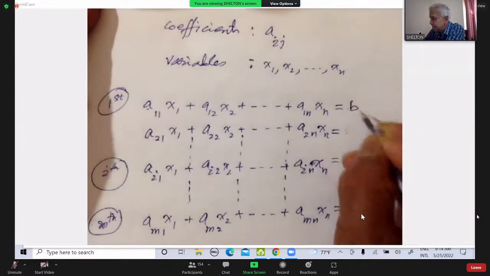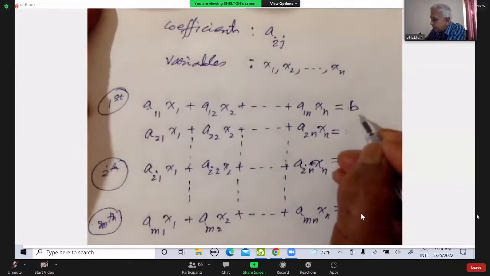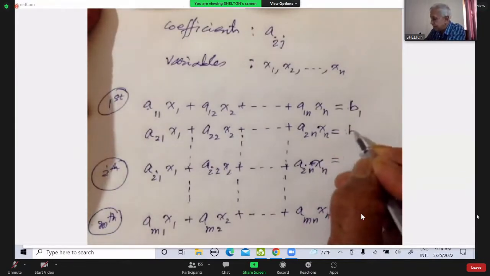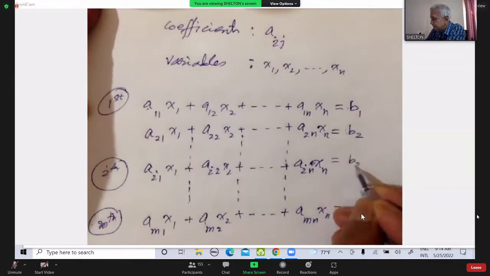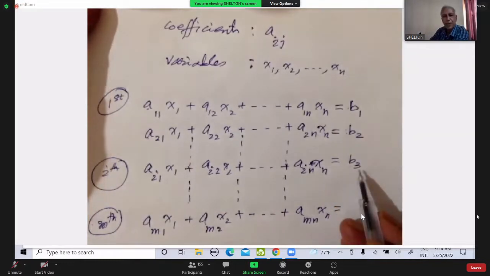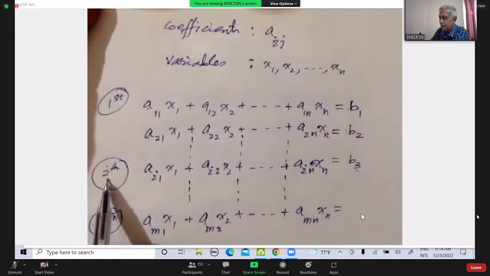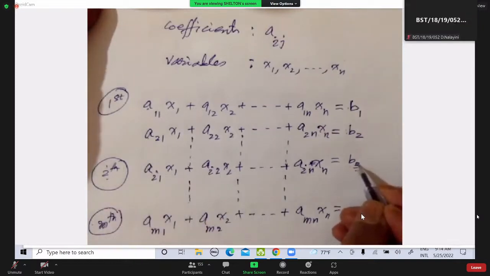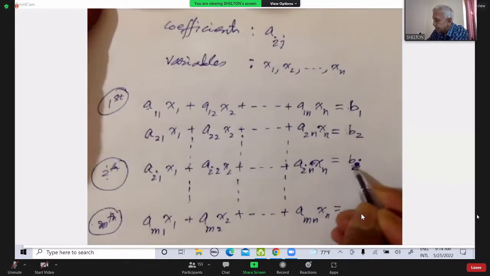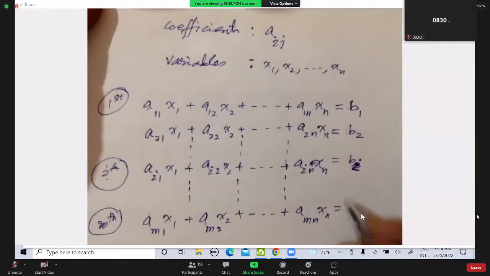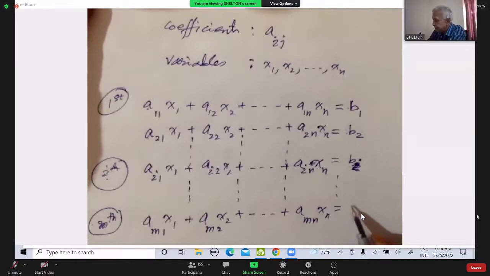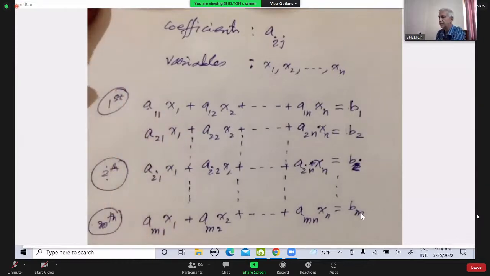Earlier, when we had one equation, we wrote b. Now b in the first equation, b1, b2, b3, bi. It should be bi. What is the last one? bm. This is how a system of linear equations looks. These are the gadgets that we are going to study.